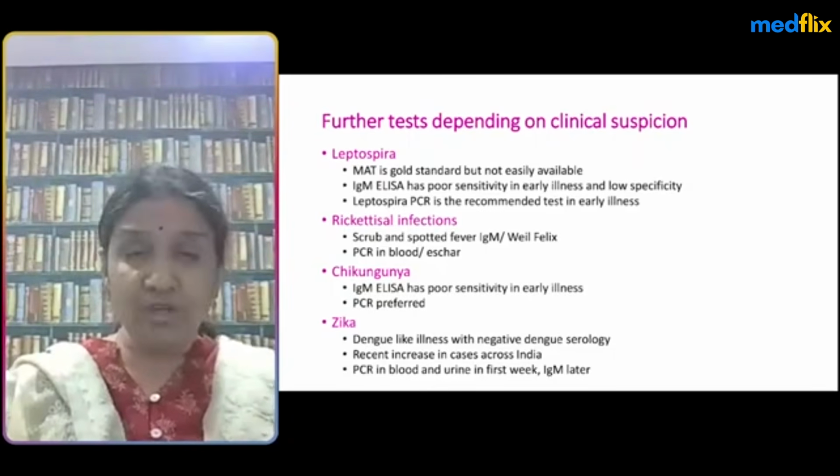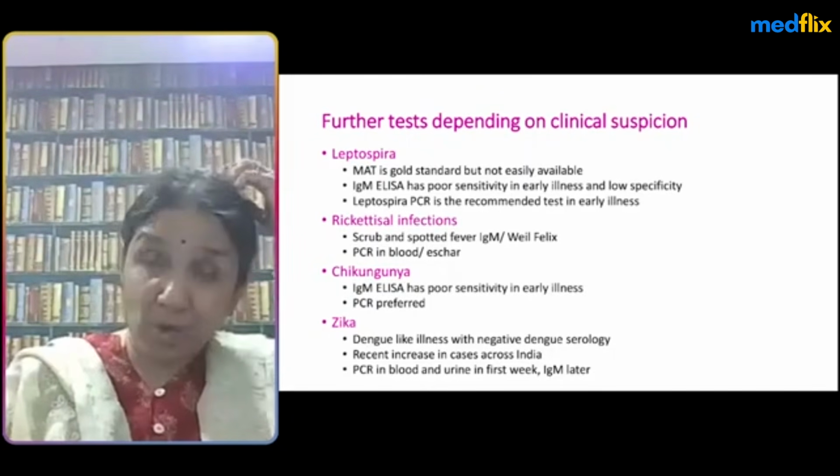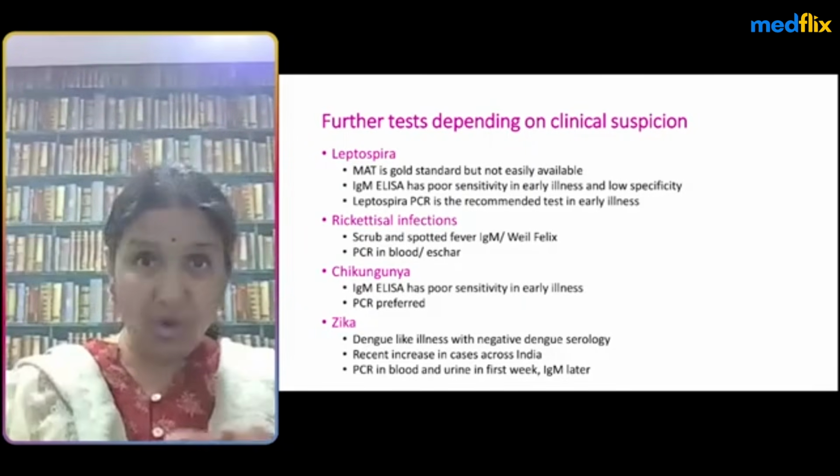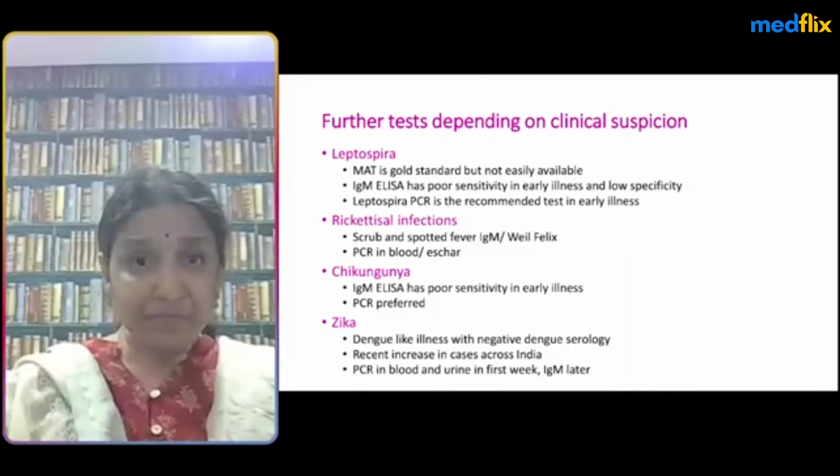If you're thinking of chikungunya, the best test is to do a chikungunya PCR in the first 7 days of illness, and after 7 days, you do a chikungunya IgM.